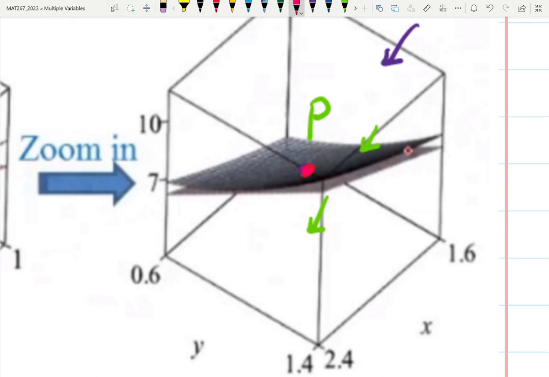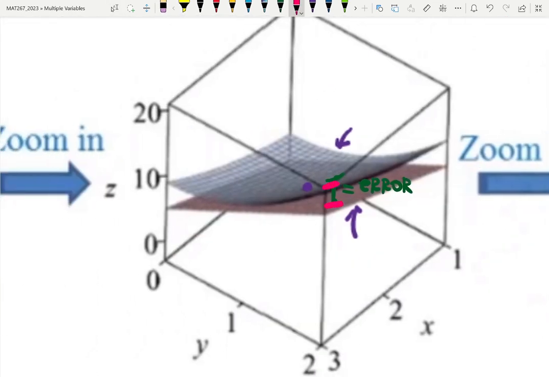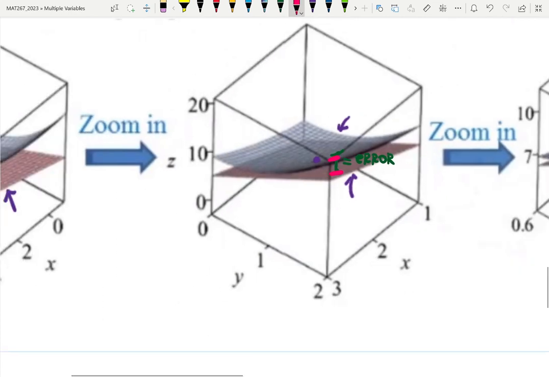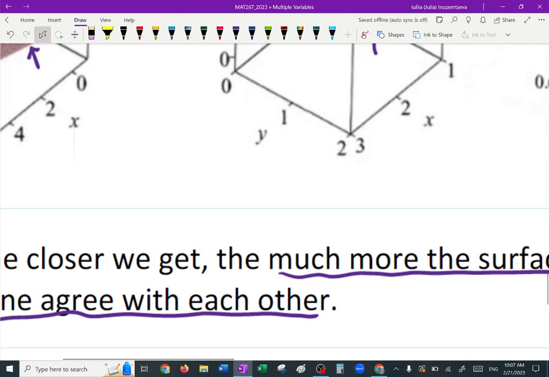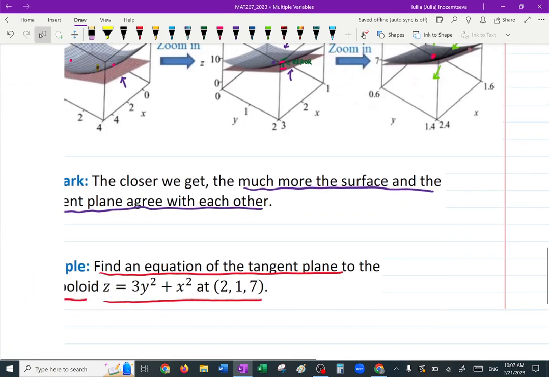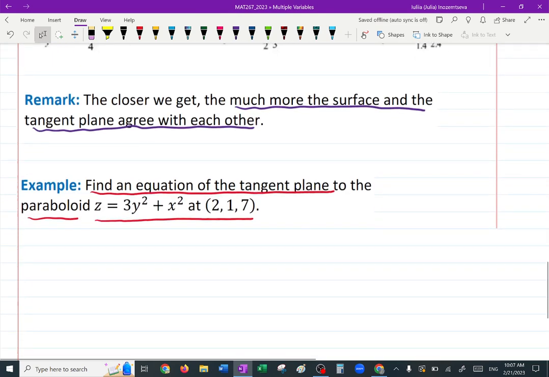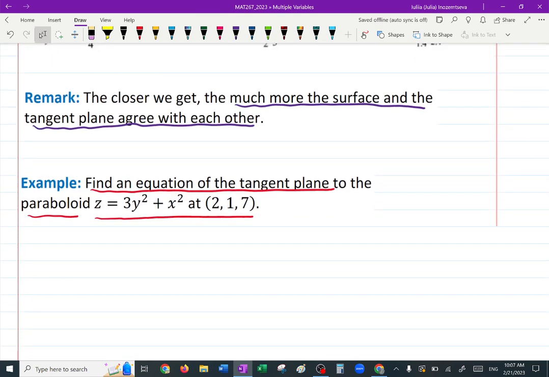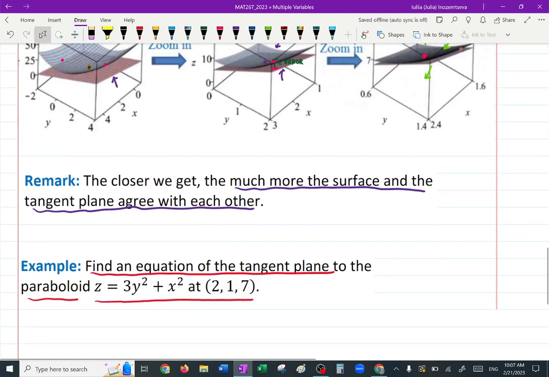And then we use that as approximation. And the difference will be called error. Whatever is the distance between the plane and the surface is called an error. Very cool idea here. This is what I want to mention. The closer we get, the more the surface and the tangent plane agree with each other. They become very close to each other. So close, we might just use that result because it's easier.